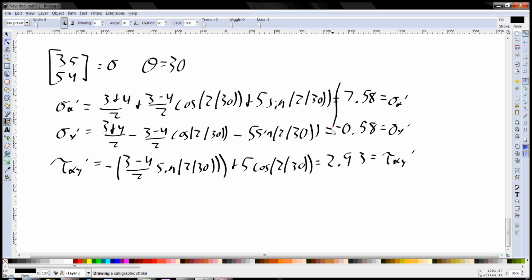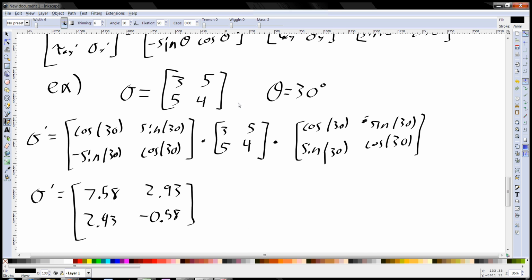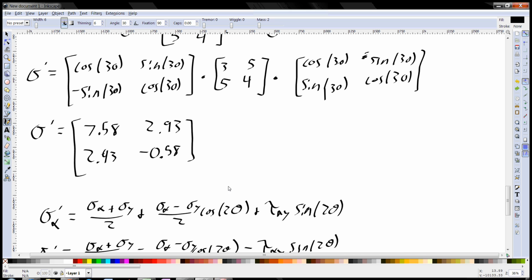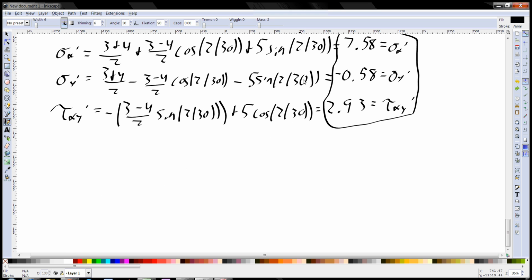So these three values here, take notice that those three values correspond with the values we got in our matrix up here using this equation here. This just got us the entire matrix, whereas using these equations got us each of its specific components, but the exact same answers.